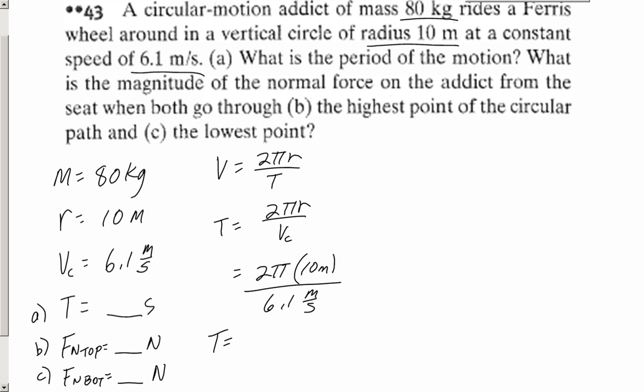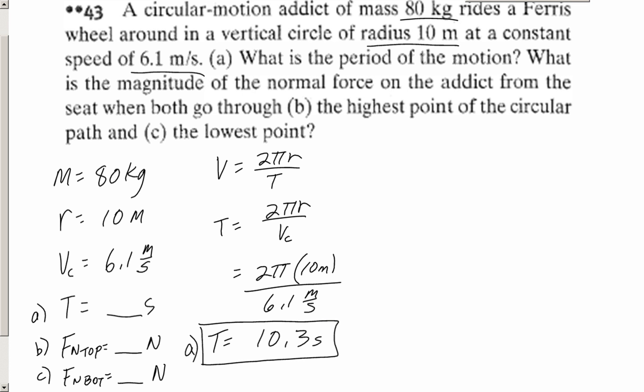Okay, let me double check that. I got 10.3 seconds the first time around. Let me check it again: 2 times pi times 10 divided by 6.1 equals. Okay, so that looks good for part A. That would be the period.